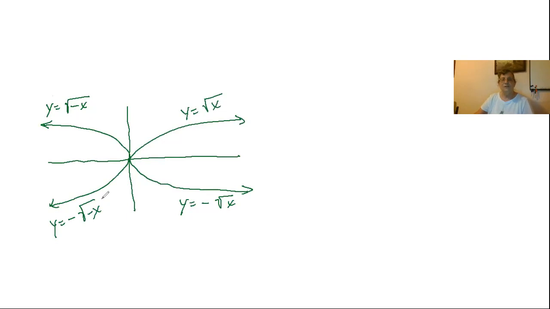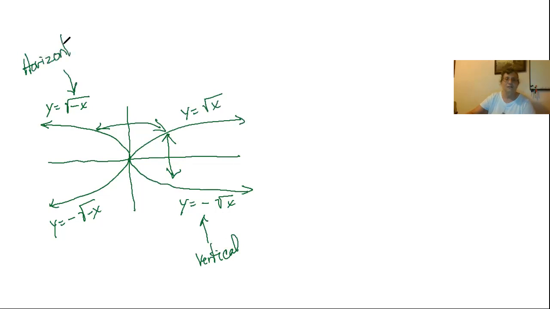So a negative multiplied times the x before the main function creates a horizontal change from there to there. Multiplying it after the main function reflects it over the x-axis, a vertical. This creates a vertical reflection. This creates a horizontal reflection so that it moves like it's along the horizon this way.